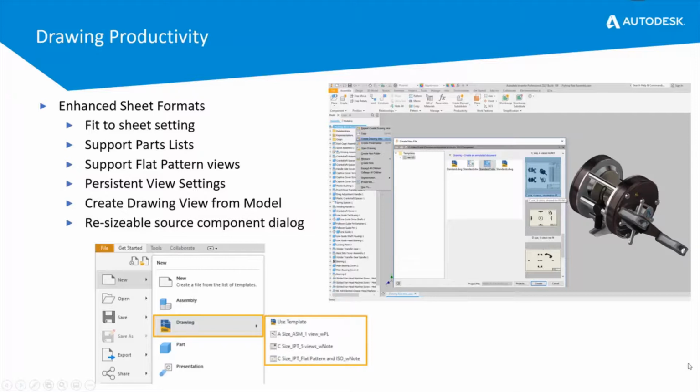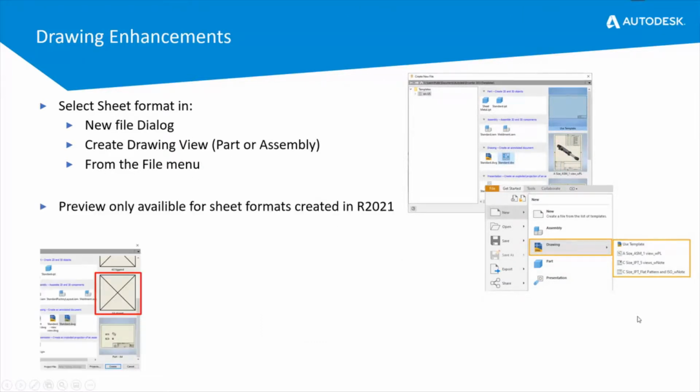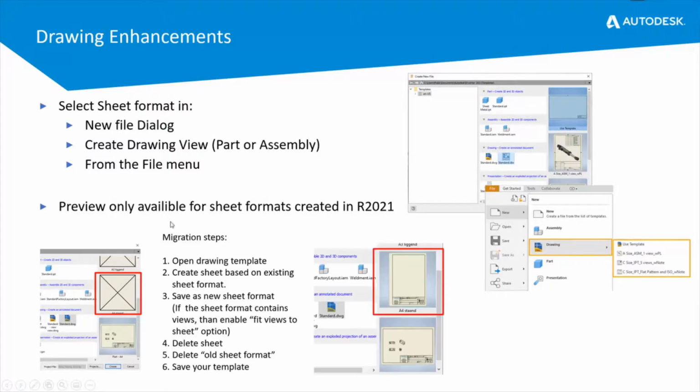Right, drawing productivity. There's a new setup that allows us to use enhanced sheet formats. This basically means we can use a format to place our views for us, and there are a few that come with 2021 out of the box. We'll show you this in a second. We can get to these by going File, New, from Create Drawing or from the File menu. There's generally a preview, but there's no preview available unless the drawing sheet was created in Inventor 2021. But there's a migration path you can go through, and it looks like that.